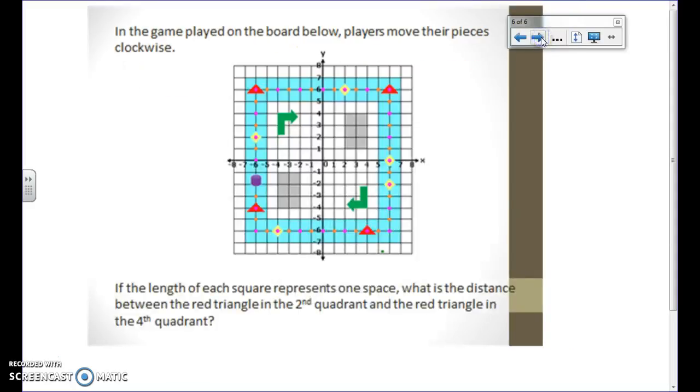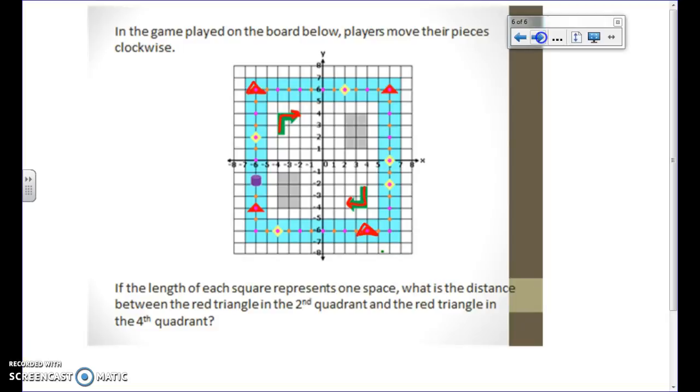The last question I have on the notes today is about a game board, and it kind of reminds me of Sorry a little bit. It says on the game board they have to move their pieces clockwise, so it even puts the arrows on here so we don't forget. And so in this case it says if each square represents one space, what is the distance between the red triangle in the second quadrant and the red triangle in the fourth quadrant?